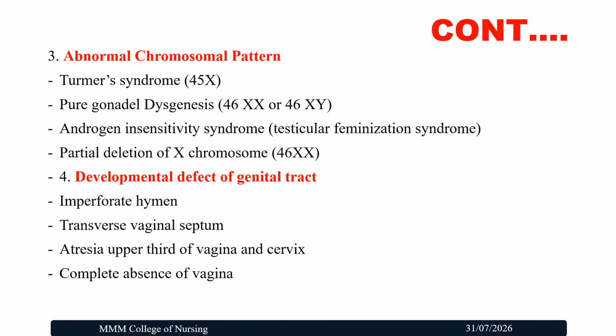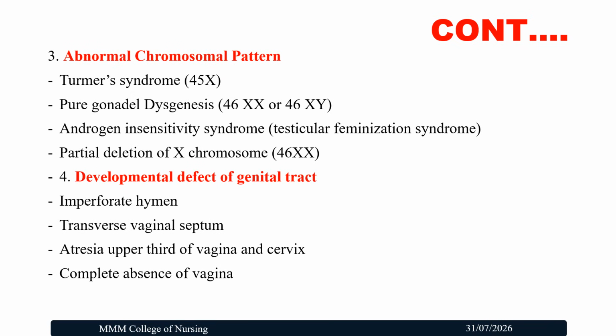Third cause is abnormal chromosomal pattern. That is Turner syndrome, which is 45 X. Then pure gonadal dysgenesis, which is 46 XX or 46 XY. Next is androgen insensitivity syndrome, which we call testicular feminization syndrome. Then partial deletion of X chromosome, that is 46 XX.